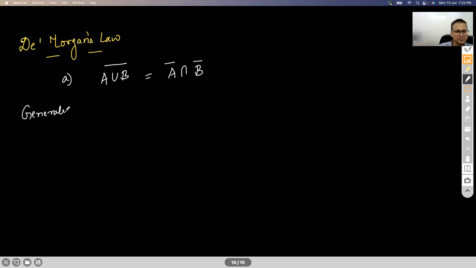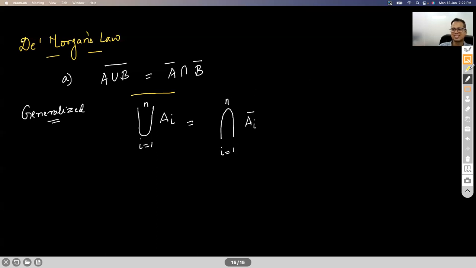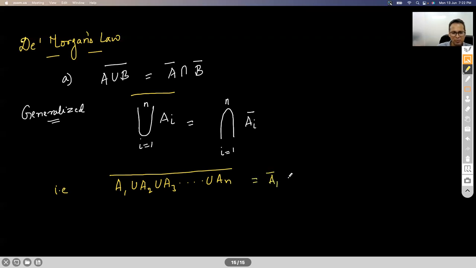And this can be generalized. If you have union of Ai, i going from 1 to N, and you're taking the complement of this whole lot, it is as good as intersection of their complements, i going from 1 to N. Right? If I want to write this in a lengthy way, this is just a notational way of writing it. So in a lengthy way, you'll say A1 union A2 union A3 and so on, let's say till AN. If you're taking full complement, it is as good as A1 complement, intersection A2 complement, intersection A3 complement, and so on. Is it fine?